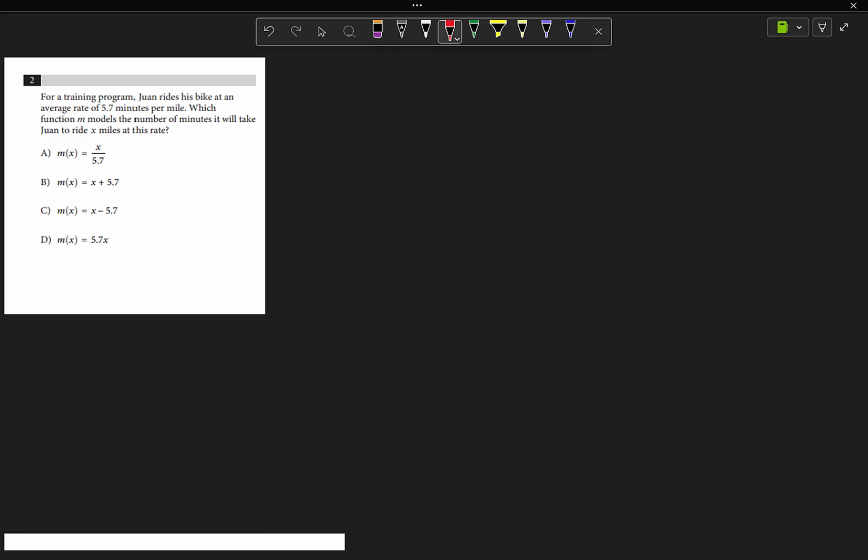Question 2. For a training program, Juan rides his bike at an average rate of 5.7 minutes per mile. Which function M models the number of minutes it will take Juan to ride X miles at this rate? So just think about this logically. How long would it take him to ride 1 mile? Well, 1 mile, it tells us, is 5.7 minutes.